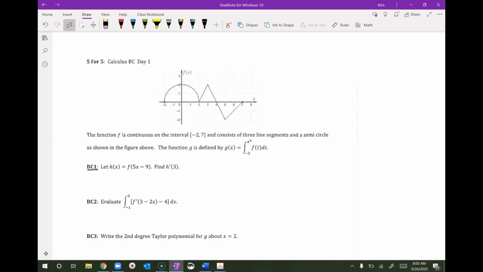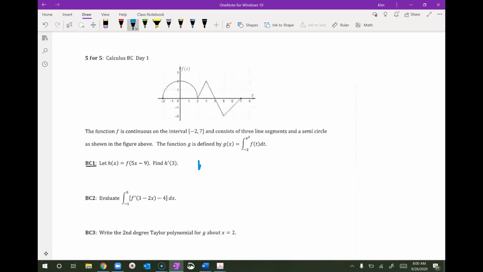First problem is finding h prime of 3. Before you ever find a value of a derivative, you need to find the derivative symbolically. So don't stick that 3 in there too soon. So h prime of x is f prime of 5x minus 9, and then we'll do a little chain rule there, times 5. Finding h prime of 3 gives us f prime of 6 times 5.